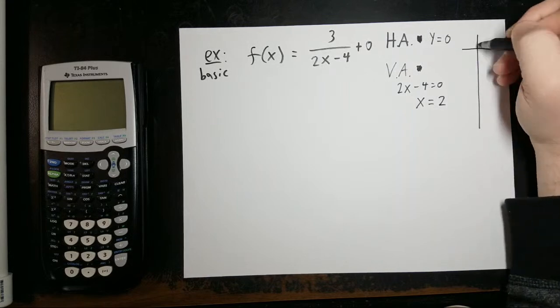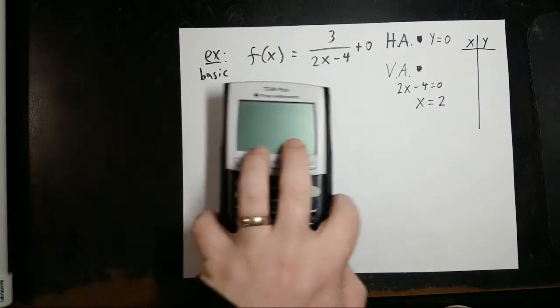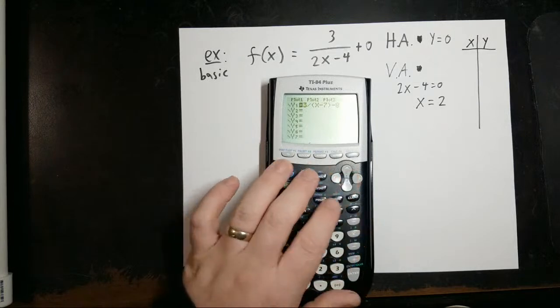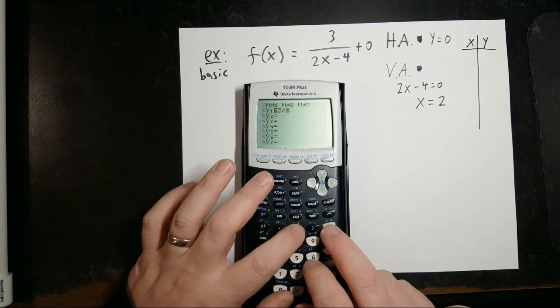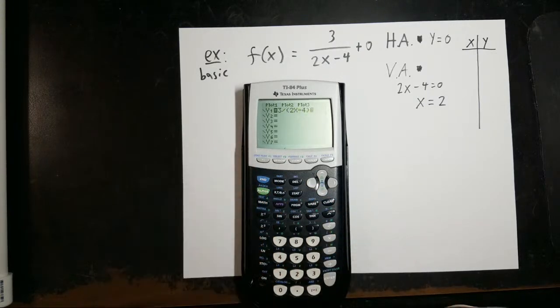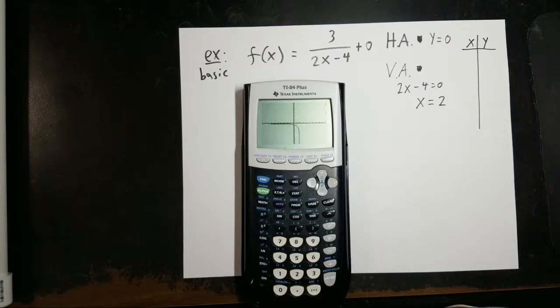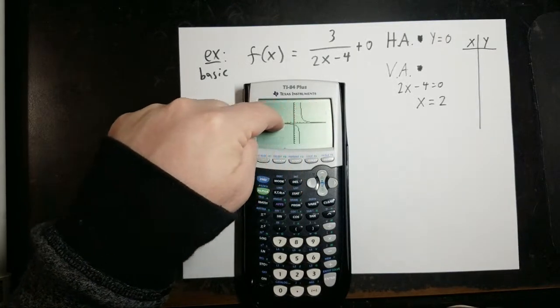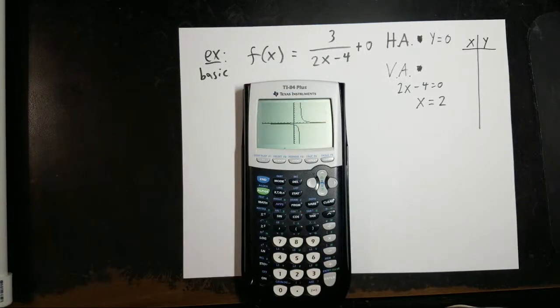I'm going to create a little table of values here. I'm going to try to center my table of values around that vertical asymptote. Let's see what the calculator is going to do for me here. Let me reset my window. 3 divided by parentheses 2x minus 4. You can take a sneak peek as to what it would look like. Hopefully you can see that horizontal asymptote at 0 and that vertical asymptote that's been shifted to the right 2 units.